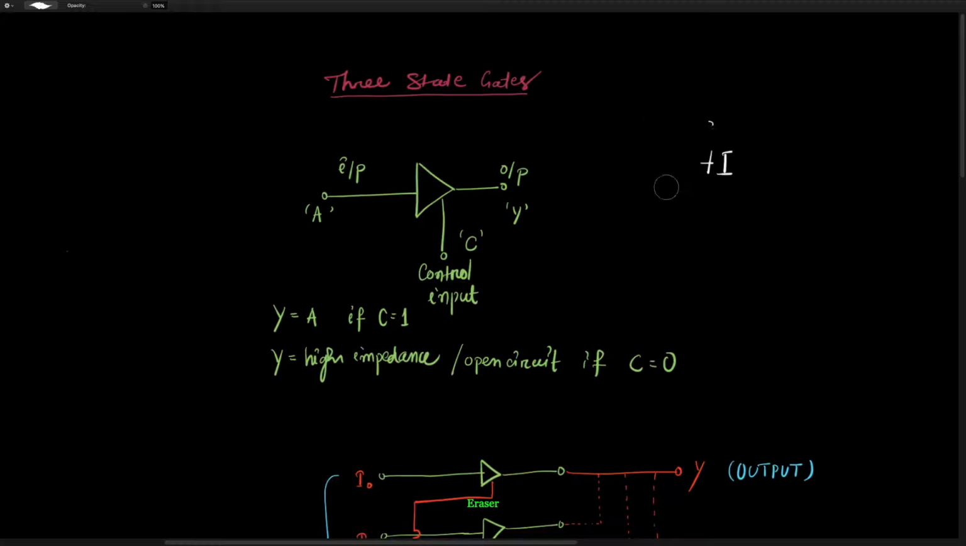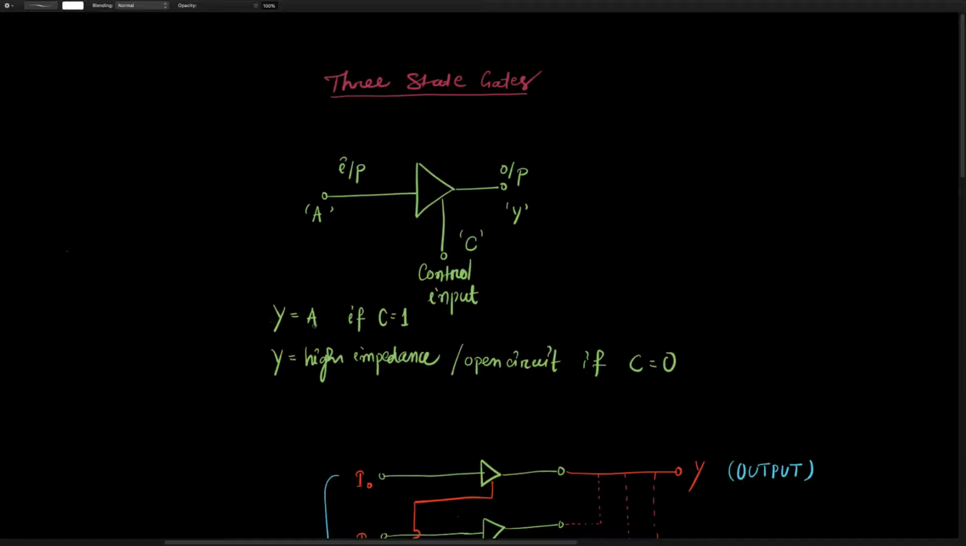So we have the figure of a three-state gate here. It has one input and one output. This is just like a buffer. It doesn't do any kind of operation here. It's just a kind of switch which has three particular states. We also have a control input here. According to this control input, the buffer or the three-state gate behaves.